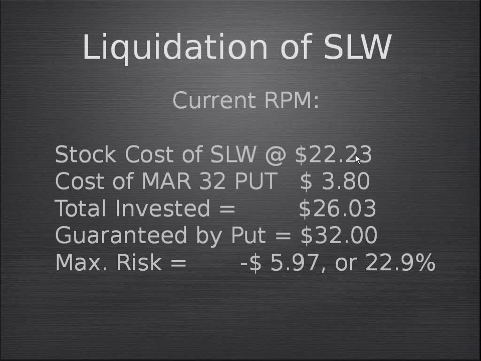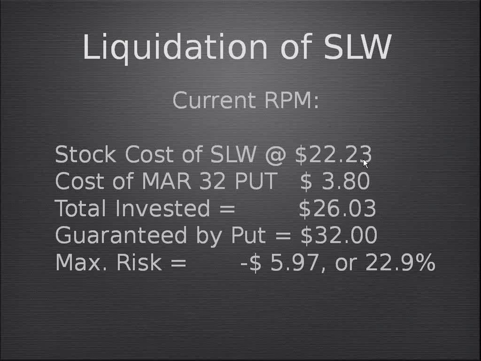So this $22.23 includes all of the adjustments we've made when we sold to close the December 27, and before that when we sold to close the December 24 and bought the December 27. Our effective cost of the stock was adjusted to $22.23. We're holding a March 32 put that we paid $380 for. The total invested was $26.03 now.